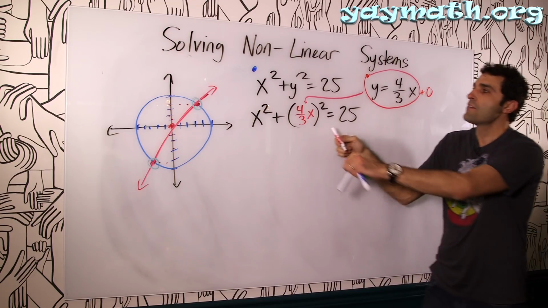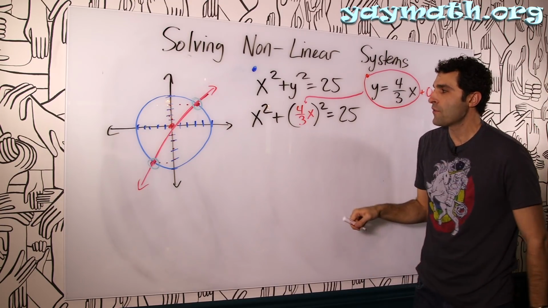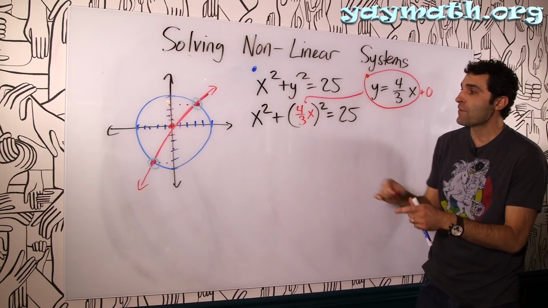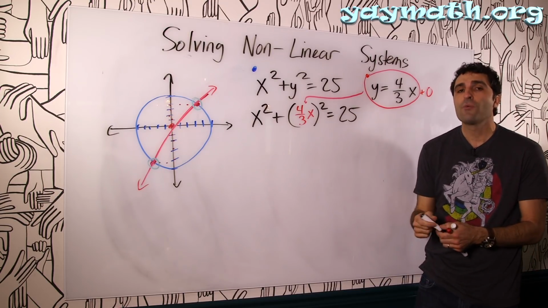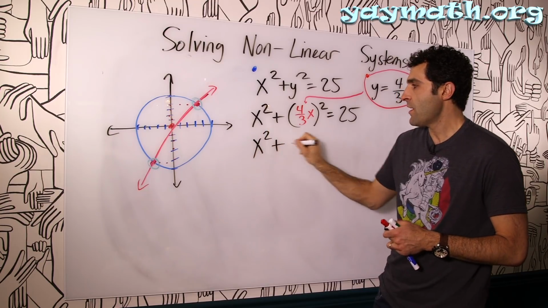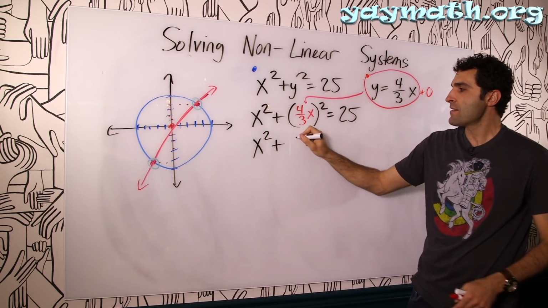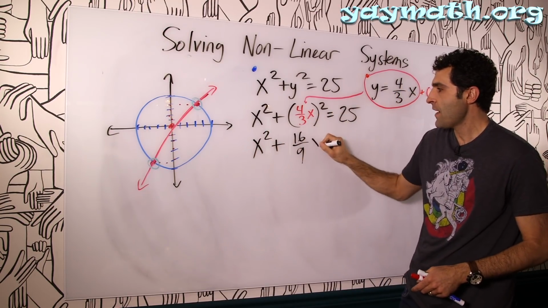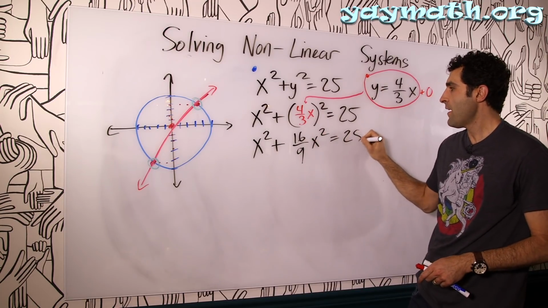Yes, it's true. So in place of y, we're writing 4 over 3x. And now you'll notice we have an equation with only x involved, which is solvable. Proceed! x squared plus (4 over 3)x squared is 16 over 9 x squared equals 25.